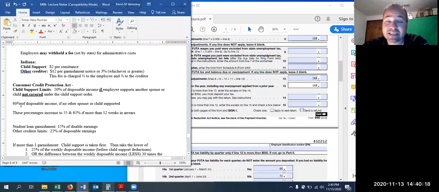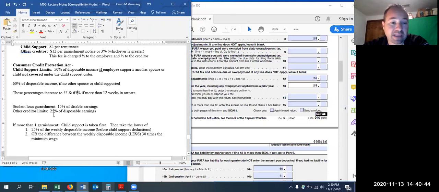They can take up to 60% if you have no other spouse or dependent child that you take care of. So 60%, that's big. It's a lot of money. These amounts can even go up further, from 50 to 55 or 60 to 65, if you're over 12 weeks back in back pay.